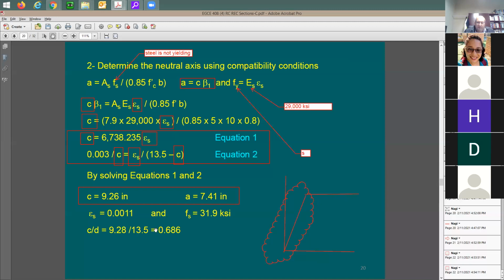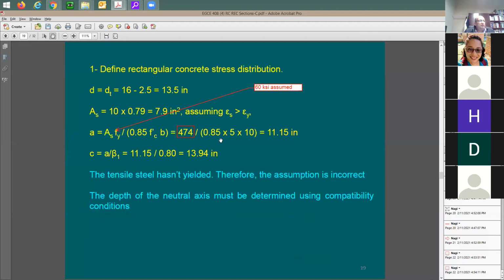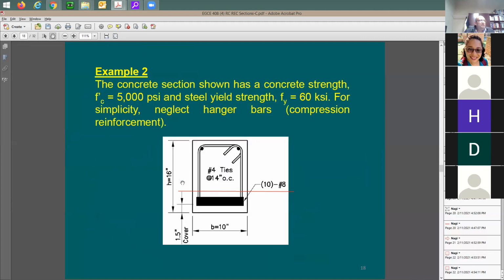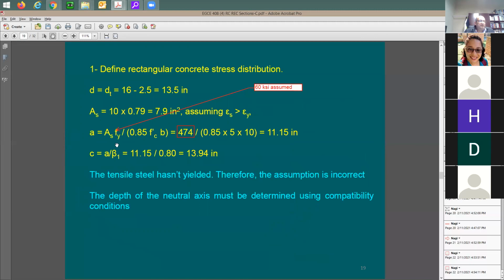Excuse me, Professor. Yeah, go ahead. Why couldn't we use Fy in the a equation? Which one? The tensile still hasn't yielded. In here? No, in the previous page, page 19. Okay, I'm going to go back. Page 19? Yes, I did it. I used Fy of 60. Why hasn't the tensile yielded?